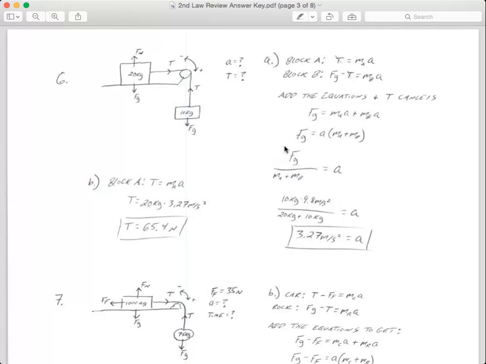So the force of gravity acting on this block is mass times 9.8. So that's 10 kilograms times 9.8 because we're talking about the hanging block. The two masses put together in here in the bottom are 20 and 10. So that would be 30 kilograms in the bottom.